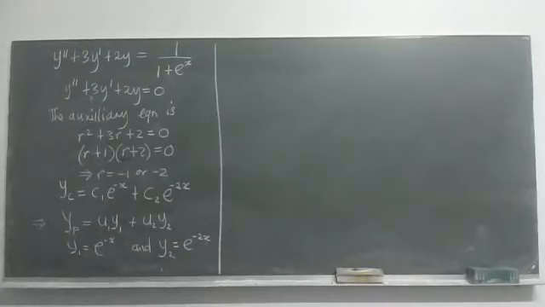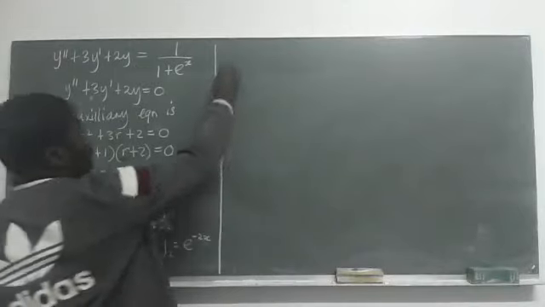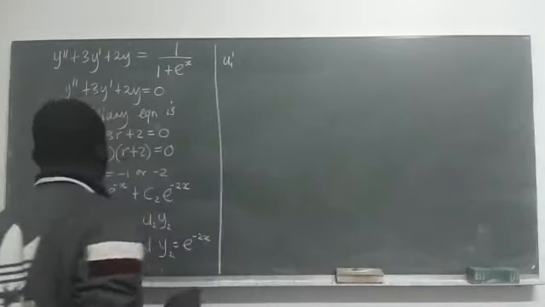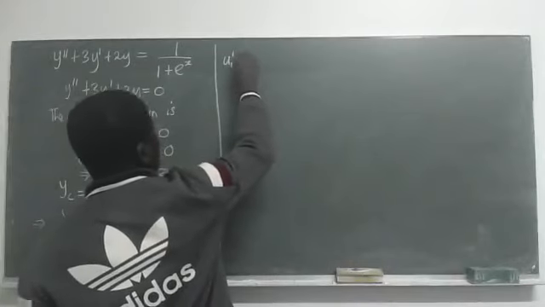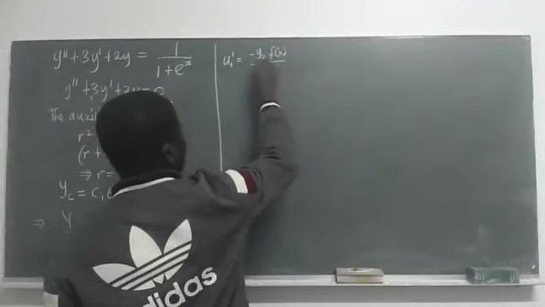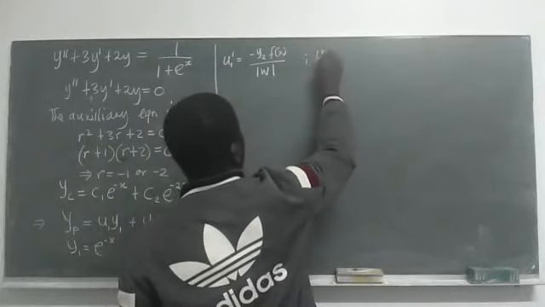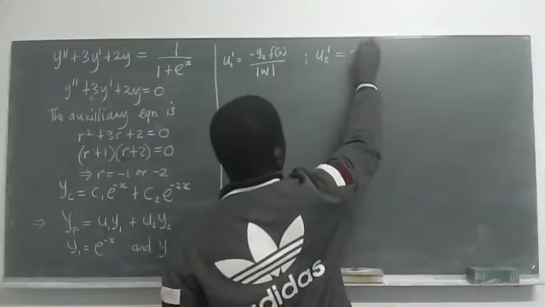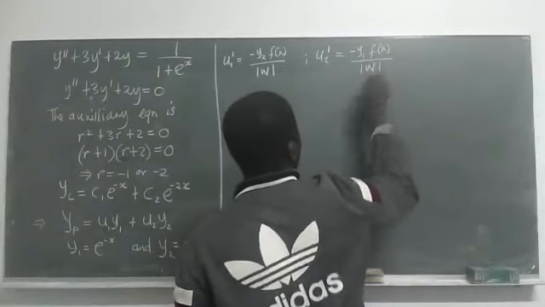Having identified these two, we are now going to work out what u1 and u2 are. The y1 and y2 we know already, we picked them from the complementary solution. So how do we find u1 and u2? This is how we do it. We know that u1' is given by -y2 multiplied by a given f(x) over the modulus of the Wronskian. And u2' is given by y1 multiplied by f(x), everything divided by the modulus of the Wronskian.